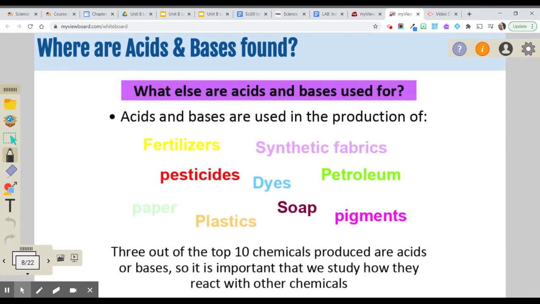So why are you taking that? To neutralize the acid. So where else are acids and bases found? Used for all these different processes. So they're very popular. They're very common. They're commonly produced, acids and bases. And out of the 10 top chemicals produced, 3 of them are acids and bases. So they're really important, and that's why we're studying them, to see how they react with other chemicals.